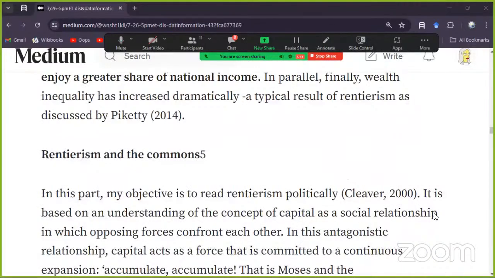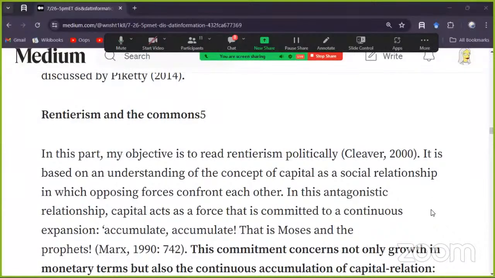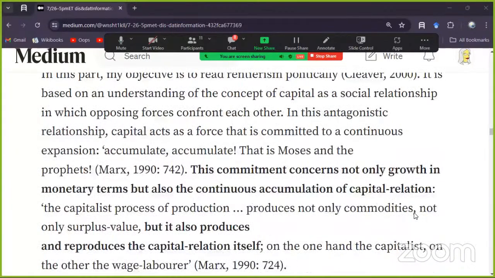In this part, this is a political reading of rentierism based on the understanding of the concept of capital as a social relationship in which opposing forces confront each other. It is this antagonistic relationship in which capital acts as a force that is committed to a continuous expansion, that is, to accumulate. That is Moses and the prophets, as Marx says. This commitment concerns not only growth in monetary terms, but also the continuous accumulation of the capital relation.